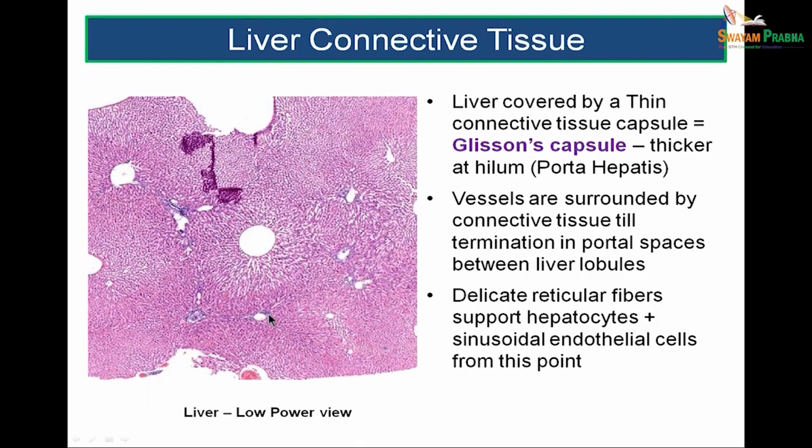Let's continue with the study of liver histology. The liver is covered by a connective tissue all around called the Glisson's capsule. It's made up of fibroconnective tissue and enters the liver at the hilum to accompany the vessels as they branch and rebranch. Vessels are also surrounded by this connective tissue till the portal spaces. And you get delicate reticular fibers that pass between the liver cells and line the sinusoidal spaces. These reticular fibers support hepatocytes.